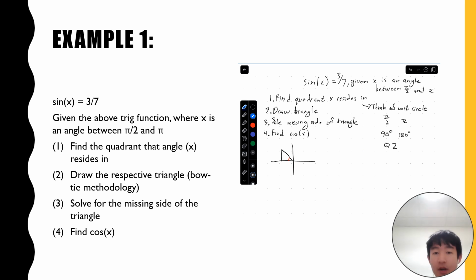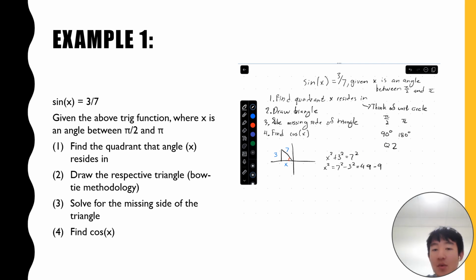And now we're going to label in our unknowns, 3 and 7, and our x, which is what we're trying to solve. Now, just like our previous problem, we're going to use the Pythagorean theorem in order to solve for that missing side. So again, it doesn't matter if we interchange a and b, they're the same. The hypotenuse, which is the 7, the slant, must always be our c value.